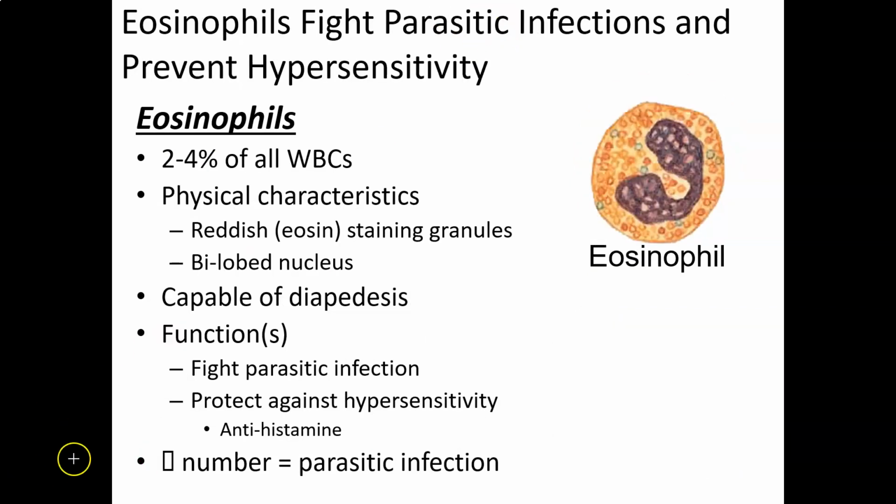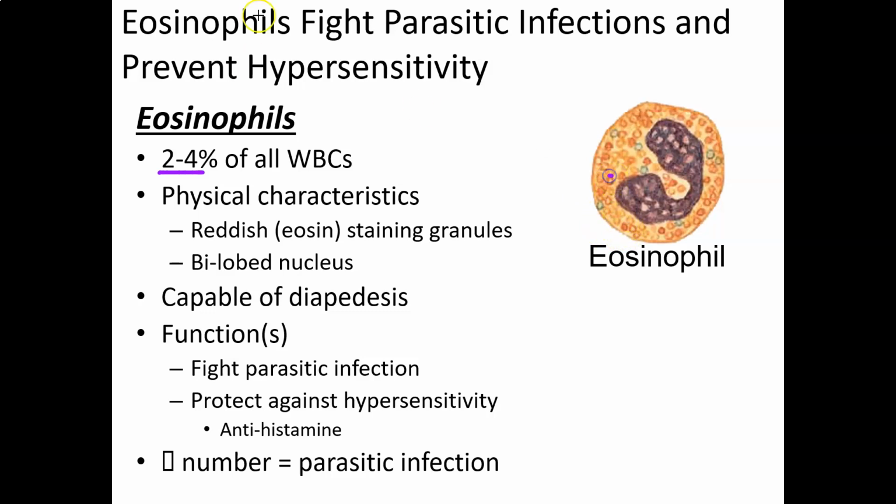Eosinophils are the second of the granulocytes. They make up about 2 to 4% of all white blood cells. So they're not that numerous, although compared to the next granulocyte we'll talk about, they're much more numerous than that one. Their physical characteristics are that they have these reddish staining granules.